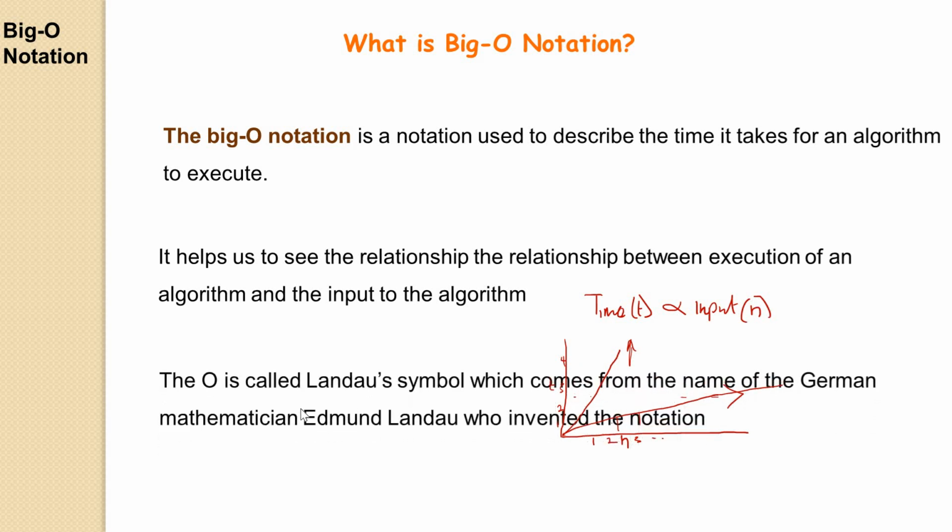However, I would like to let you know that this big O is also called Landau's symbol. It's called Landau's symbol, which comes from the name of the German mathematician Edmund Landau, who invented the notation.